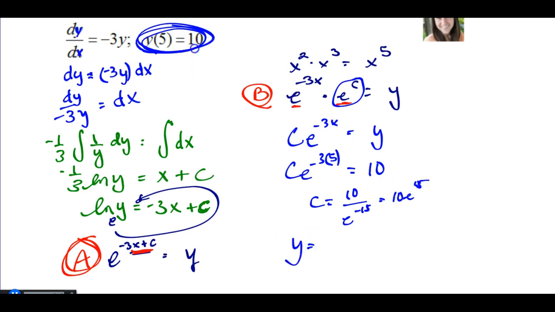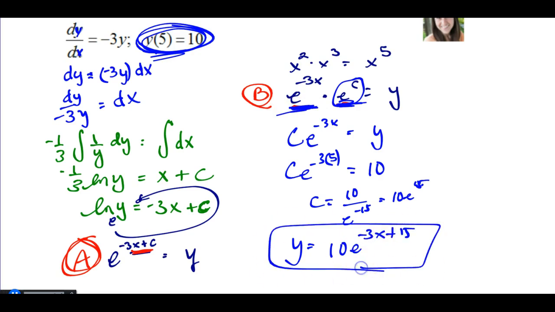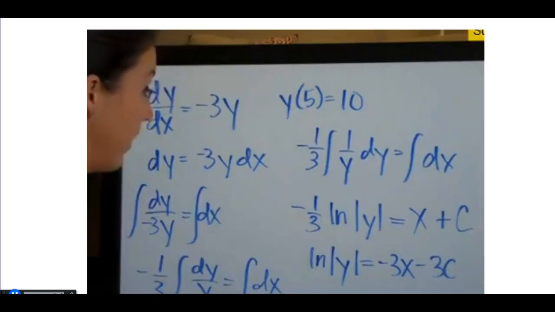So the final answer would be the function given at this point would be y is equal to 10e to the 15 times e to the negative 3x, but I can multiply that back together, rewrite the base, and so I kind of pull it apart and put it back together. So there's your first look.